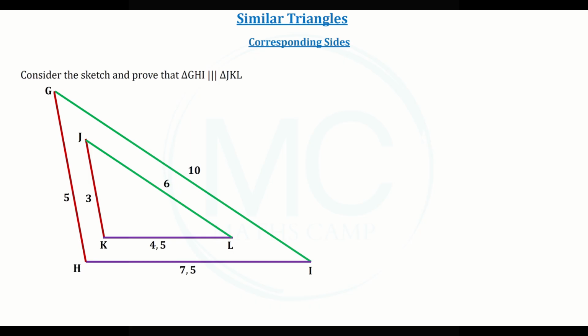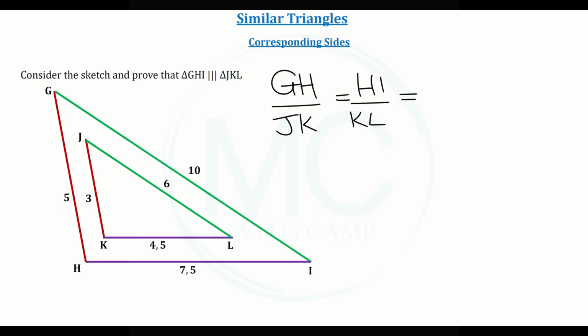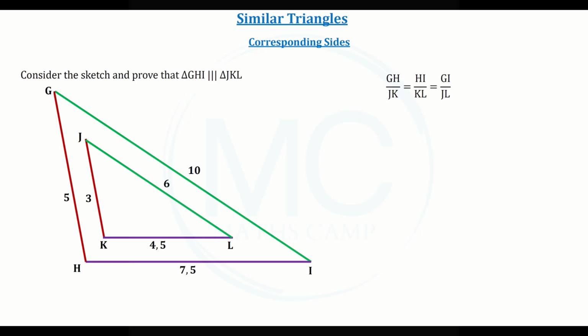Now, if these triangles are similar, the corresponding sides will be in proportion. That means that GH over the corresponding side JK will be equal to HI over its corresponding side KL, and these will be equal to GI over the corresponding side JL. Now we need to prove that these fractions are equal.